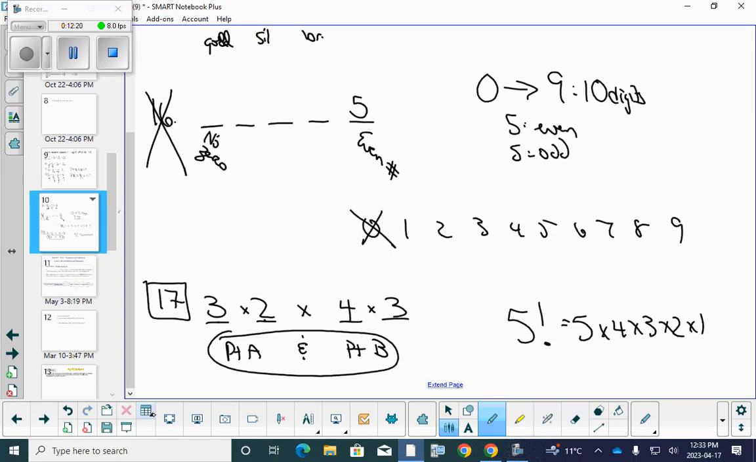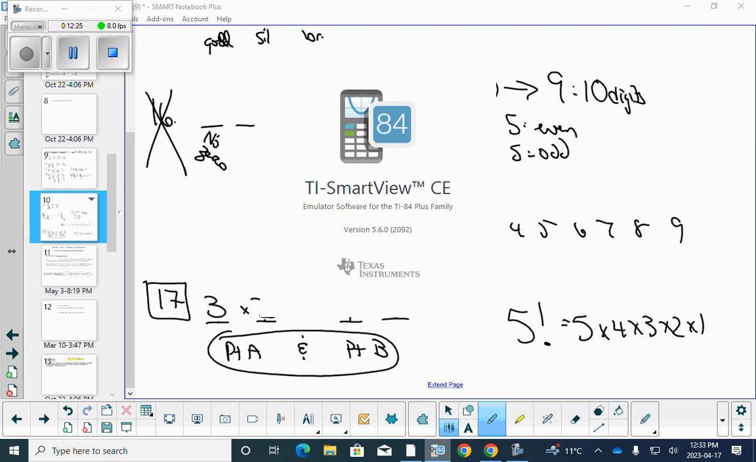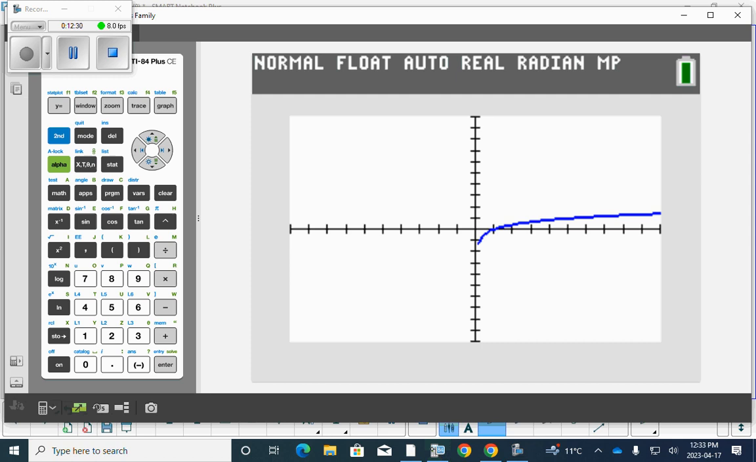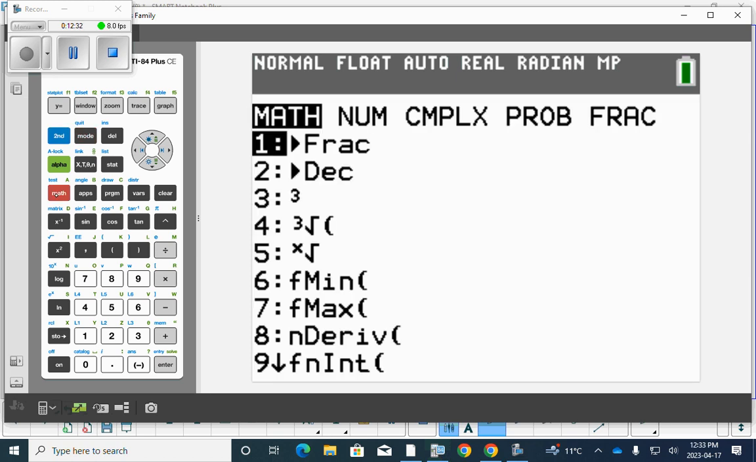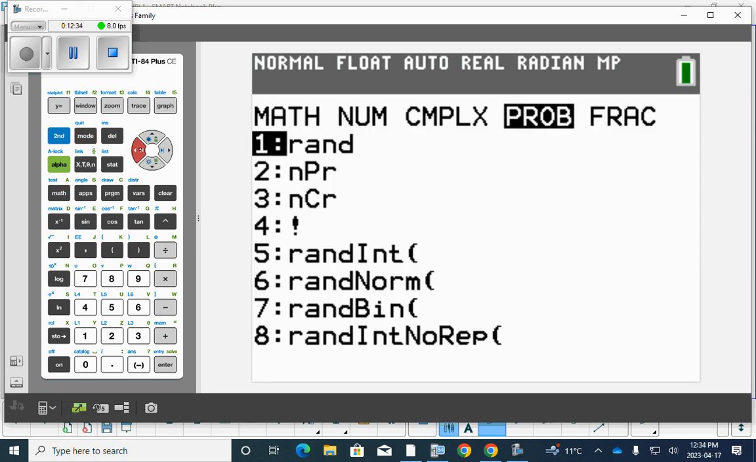Where that button is on your calculator: if you hit math and then go over to PRB, number 4 is where you'll find the exclamation point. So what I'm going to do with you today is show you button number 2. Button number 2 is nPr, and then we know the factorial. I'm going to show you both of those today, and we're just going to work through it.